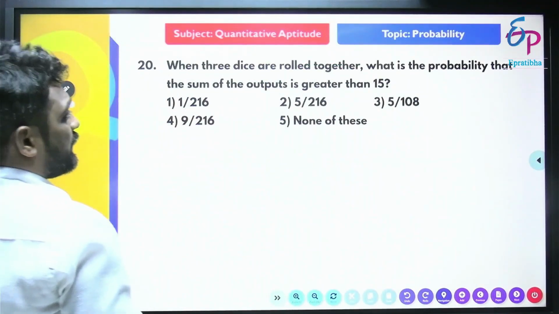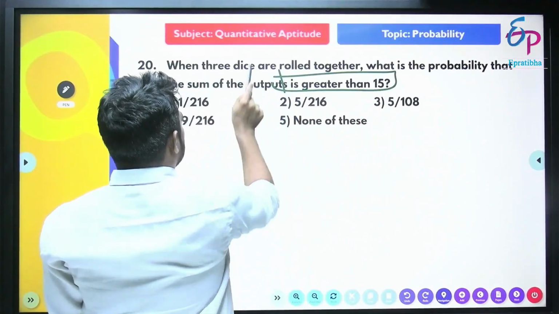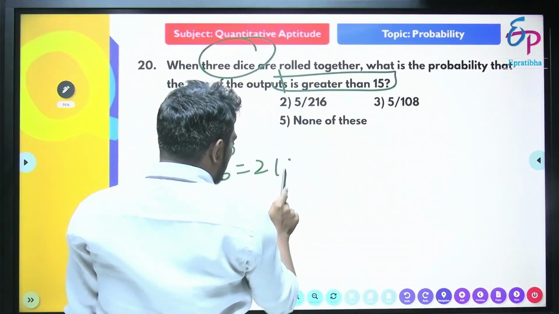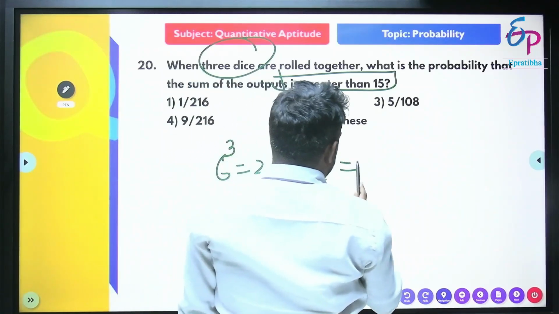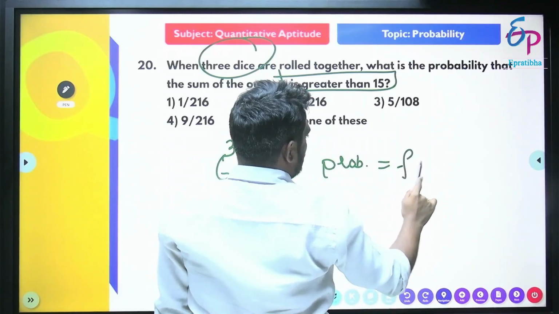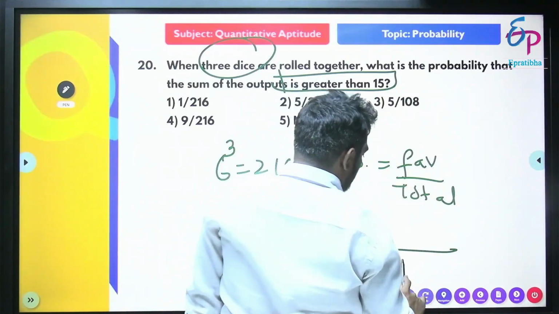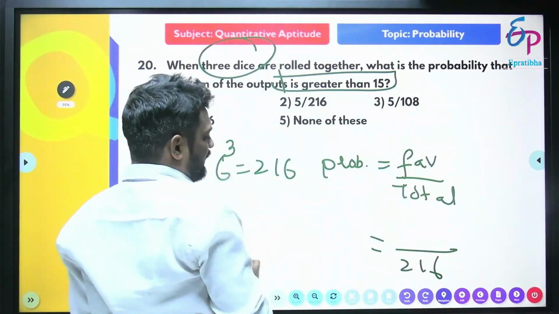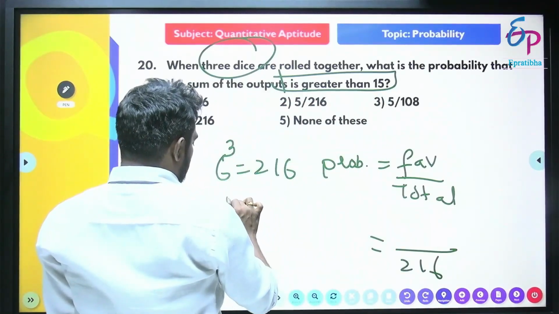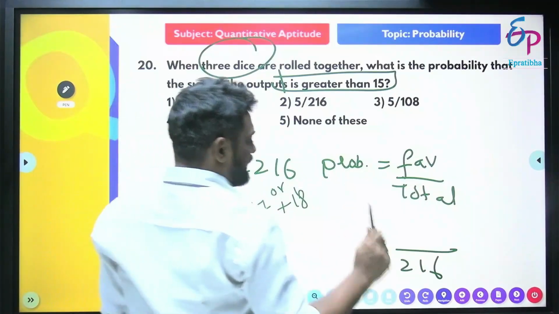When 3 dice are rolled together, what is the probability that sum of the outputs is greater than 15? 3 dice are rolled means 6 cube, total number of outcomes means 216. Probability means favorable outcomes by total number of outcomes, right? Favorable means greater than 15, which means sum should be 16 or 17 or 18. We shall check it.